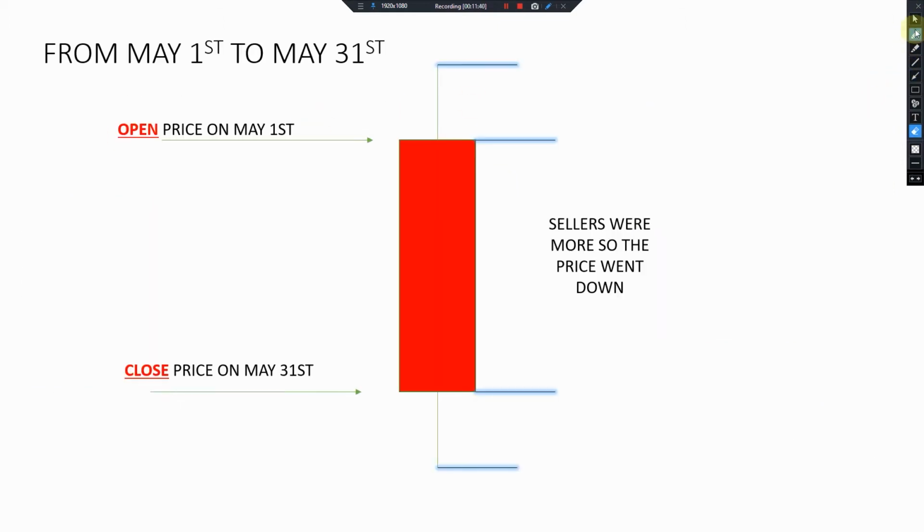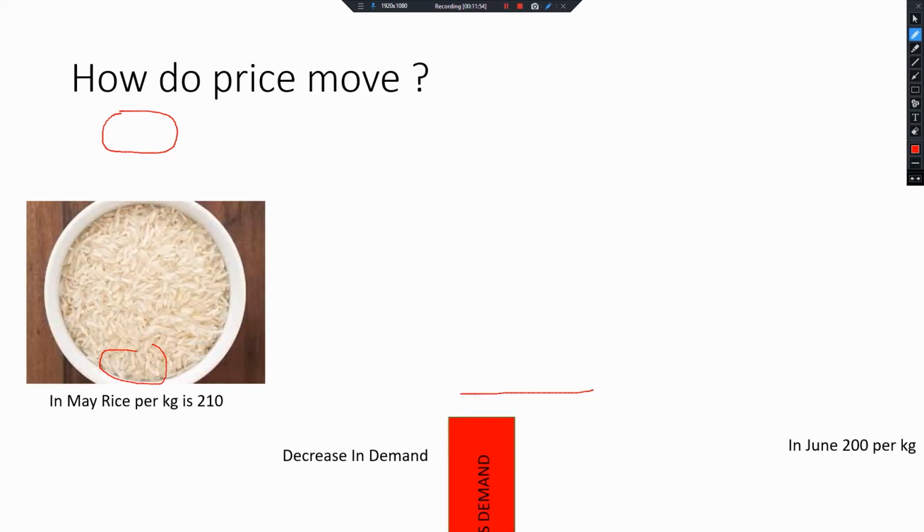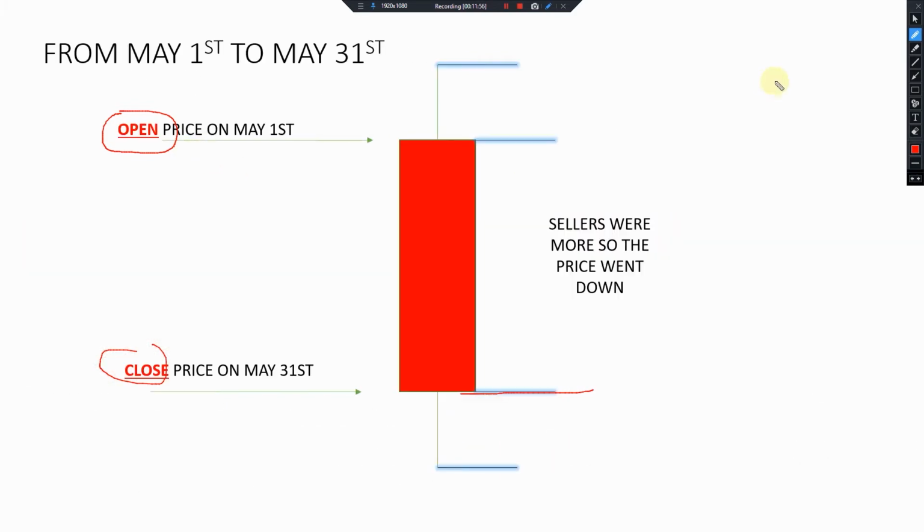Now see what happened. In a red candle, the opening price will be at the top. In the green candle, what we saw, the opening price was at the bottom. Now in the red candle, which is called a bearish candle, the price is at the top. The price opened at 210. A small peak came, and with a few buyers the price went to 215.